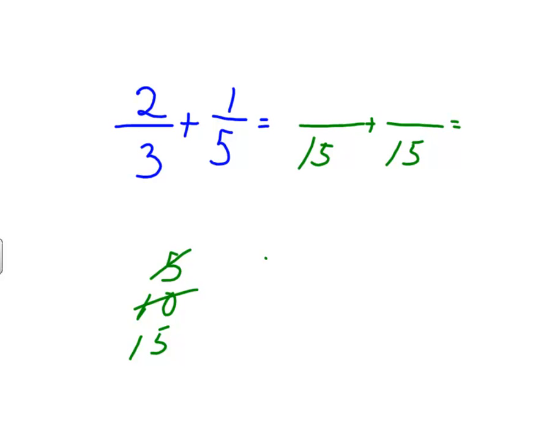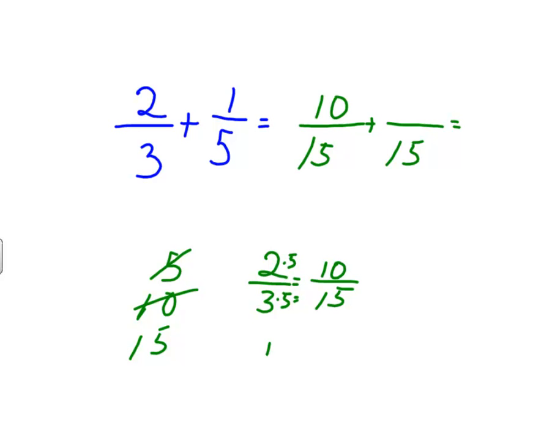Now we have two equivalent fraction problems to solve for. So 2/3 is equal to something over 15. 3 times 5 is 15. 2 times 5, because whatever we do to the bottom, we do to the top, is 10. So the first fraction is 10/15.